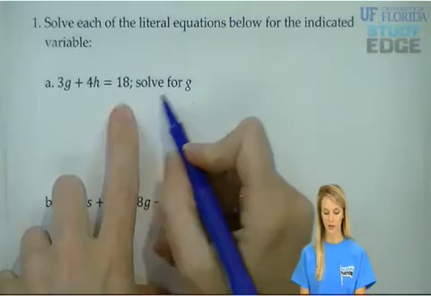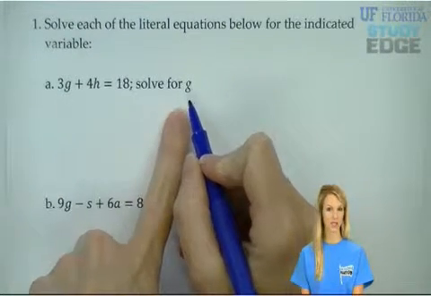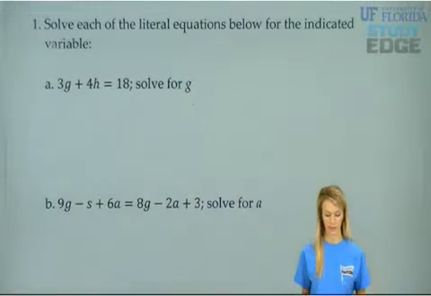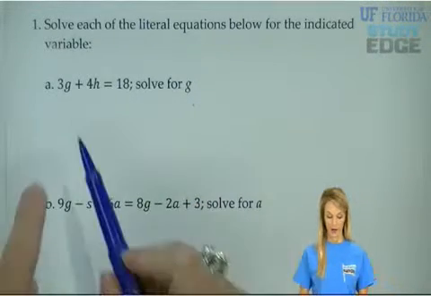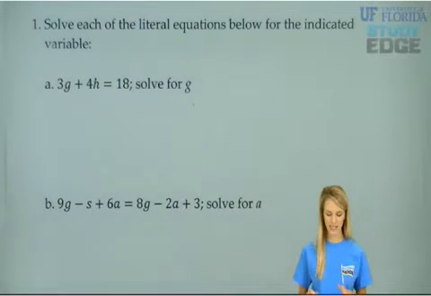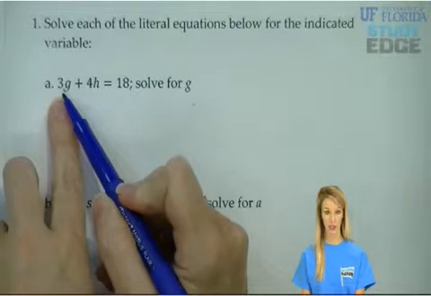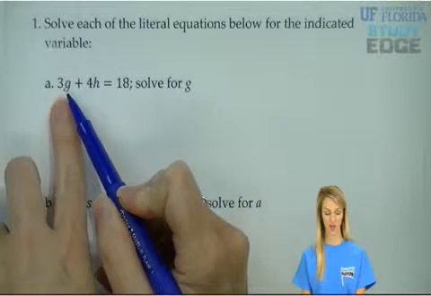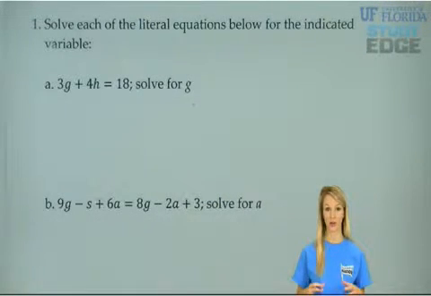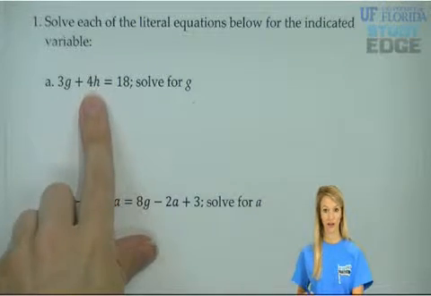So in this first problem, we are asked to solve for g. So what we want to do is get g by itself. Well, let's look at this. All right, we have 3g plus 4h equals 18. What is keeping g from being by itself? Well, there's 3 g's, right? We've got 3 times g. But 4h is being added to that entire quantity 3g. We need to get rid of that 4h.